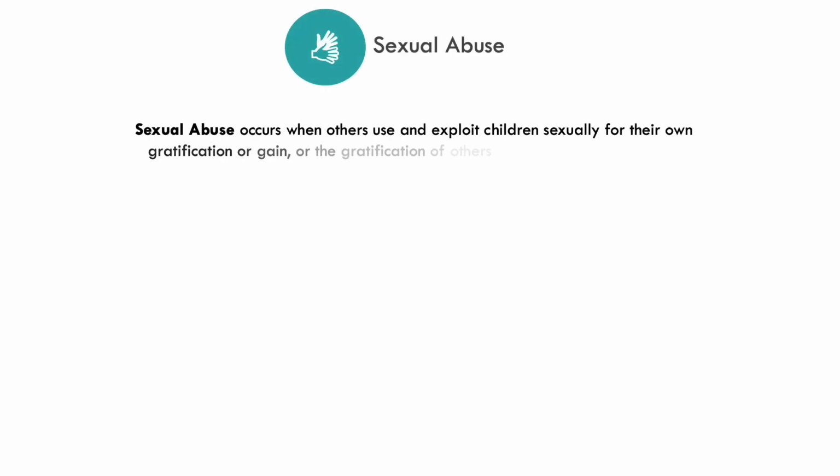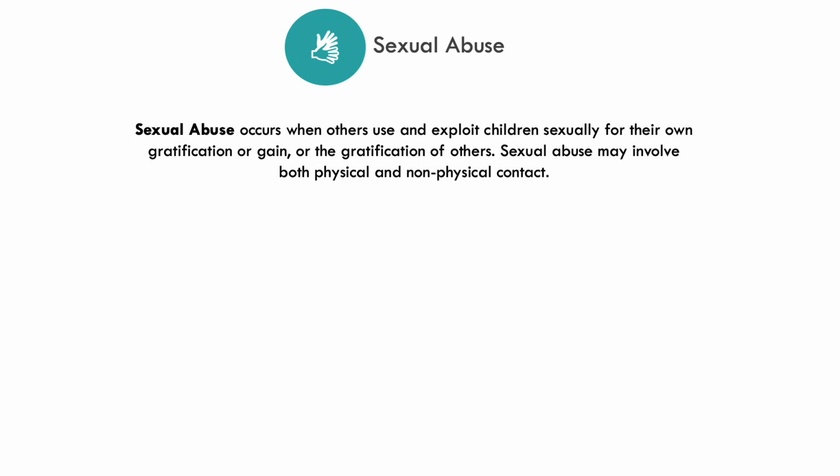Sexual abuse occurs when others use and exploit children sexually for their own gratification or gain. Sexual abuse may involve both physical and non-physical contact. Non-contact activities include involving children in the production of sexual images, forcing children to look at sexual activities, encouraging children to behave in sexually inappropriate ways, or grooming a child in preparation for abuse, including via e-technology.